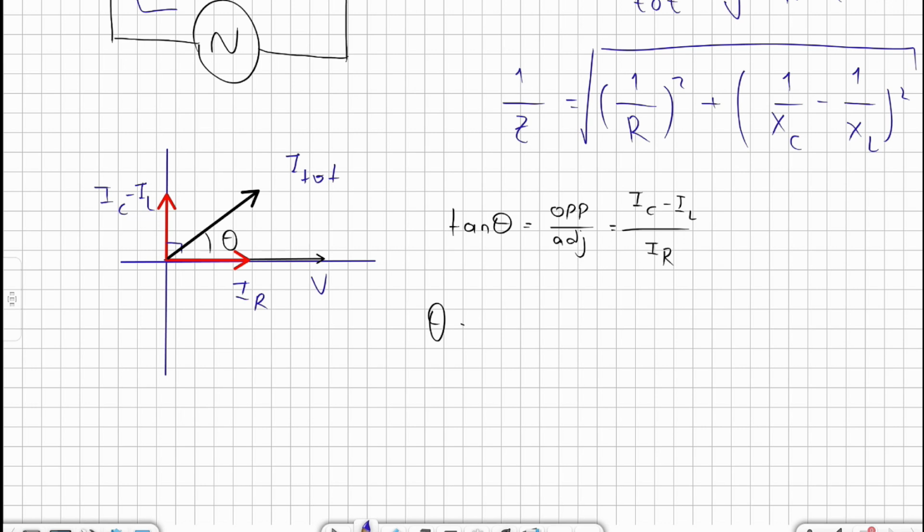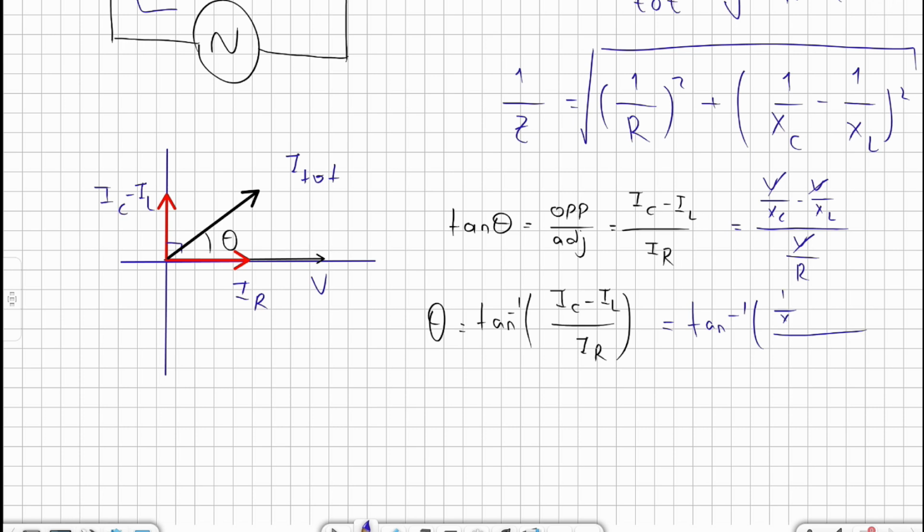If we rearrange the equation to have theta alone, it will be equal to tan inverse of IC minus IL divided by IR. Can we write this equation as XC minus XL over R? Of course not. Why is that? Because IC is equal to V over XC, IL is equal to V over XL, and IR is equal to V over R. All of the potential differences are the same, so I can easily cancel all of them. The equation will be equal to tan inverse of 1 over XC minus 1 over XL, divided by 1 over R.